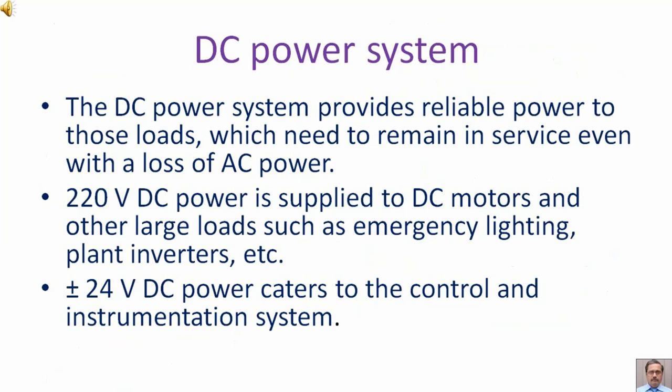DC power system. The DC power system provides reliable power to those loads which need to remain in service even with the loss of AC power. 220 volt DC power is supplied to DC motors and other large loads such as emergency lighting, plant inverters, etc. Plus minus 24 volt DC power caters to the control and instrumentation system.